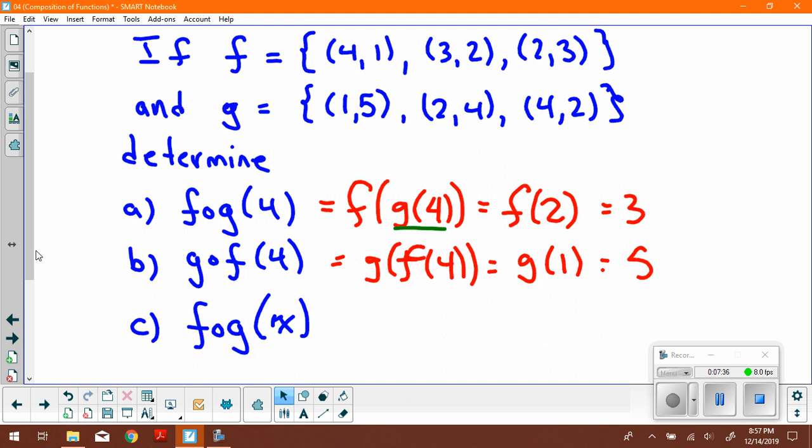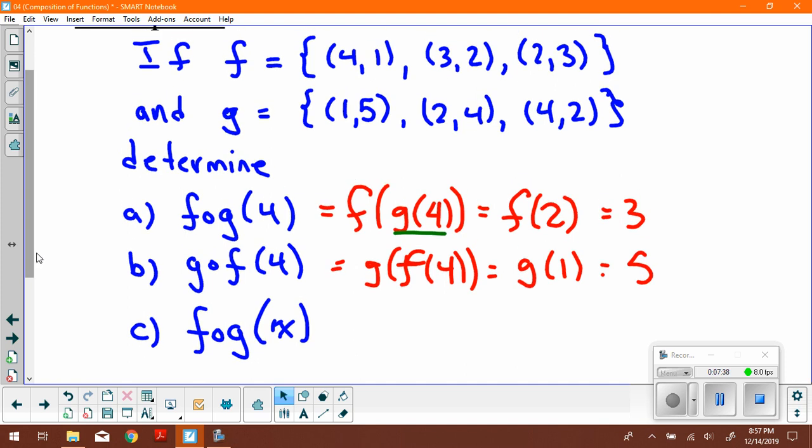Okay, so in order to do this, we're basically going to start with the domain of g. What are all the possible values for g there? Right, well, g, I can start with a 1 or 2 or 4. So these are the possible points. Let's write those out.